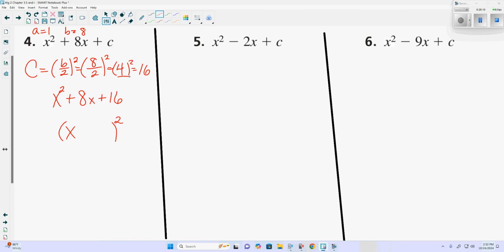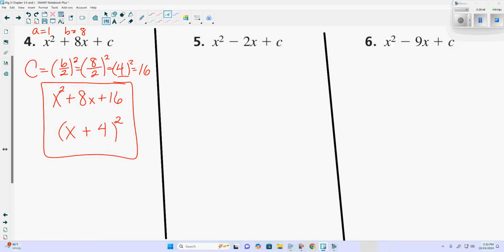Questions on this here before we factor it? Now the number inside the parentheses before we squared it was positive 4, yes? So the number that goes in here with x is going to be positive 4. And that's it. Are you ready to look at the next one?